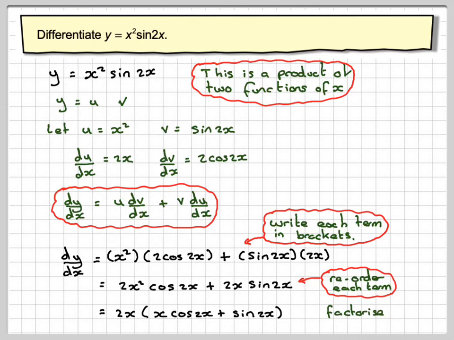So the last step is to factorise, and therefore we get a final answer of 2x brackets x cos 2x plus sine 2x. So this has been a video to show you how to differentiate a trig function using the product rule. I hope you've understood, and I thank you very much for watching.